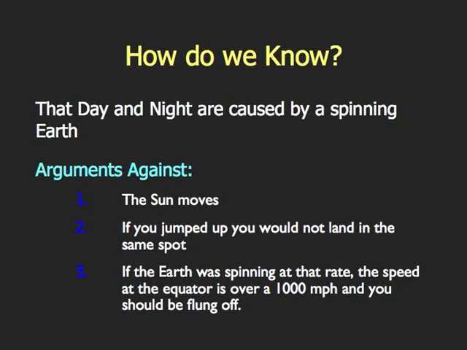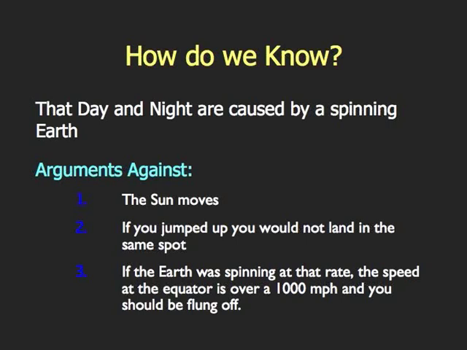If you had a doubting Thomas who came into your classroom and said, "Miss, I don't believe you. After all, the sun moves. It was there in the morning, it's there in the afternoon. How do you know it was spinning? Surely, if it was spinning, if we jumped up, we wouldn't land on the same spot.